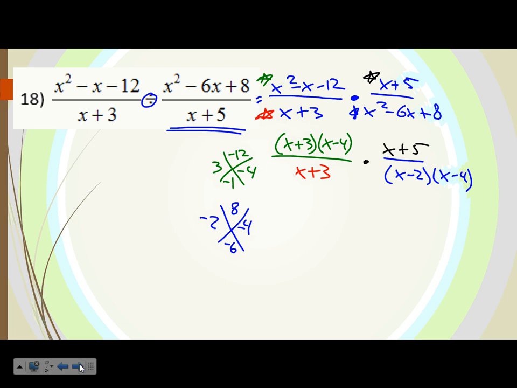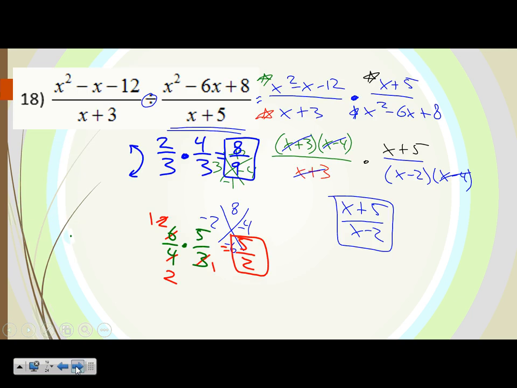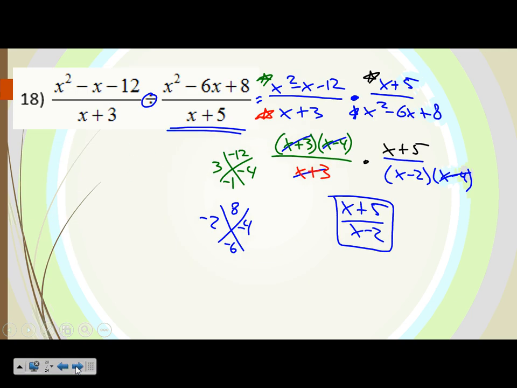Then, from here, we can cancel x plus 3, x plus 3, x minus 4, x minus 4. All we have left then is x plus 5 over x minus 2. Now, one thing I want to say with this. I thought I wrote it down on one of these slides. Maybe I didn't. There are excluded values in this, but I'm going to ignore them because it gets really complicated.